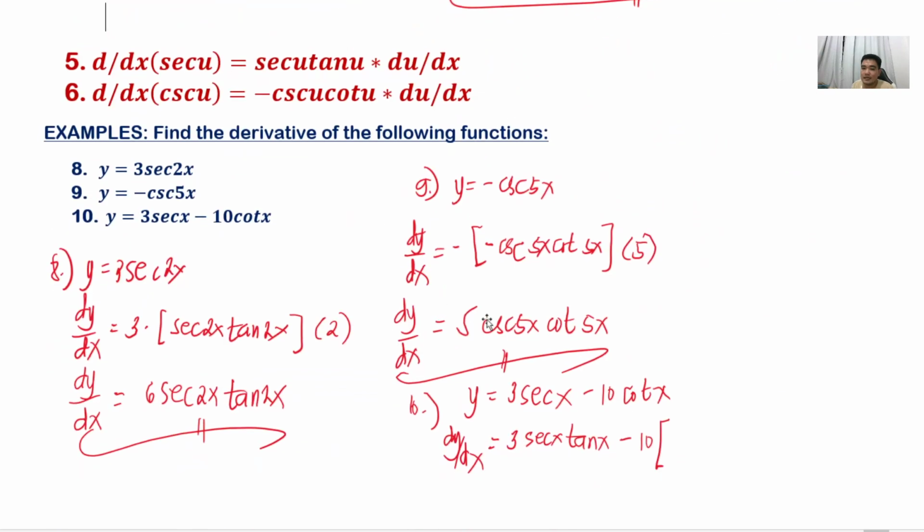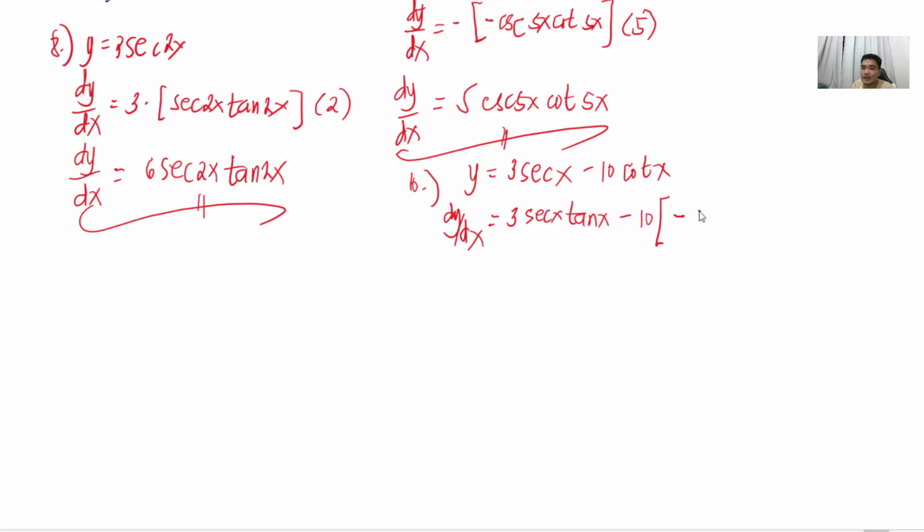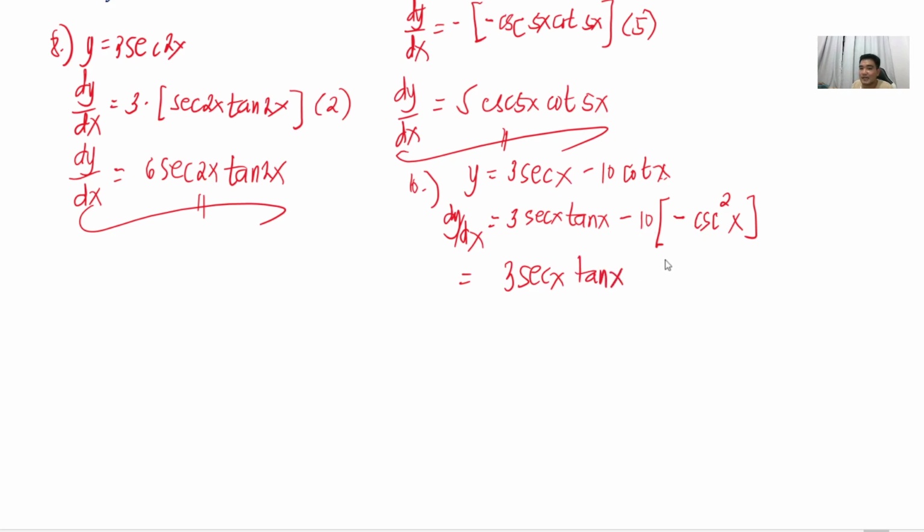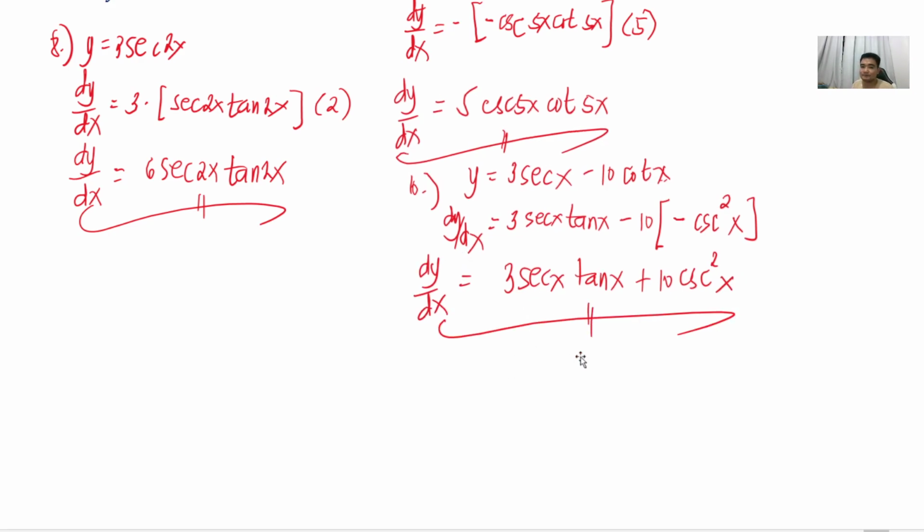So that is negative, okay, itaas ko siya para makita. Cosecant squared, ano yung u natin? X, okay? So, x, then derivative ni x is 1. So, becomes 3 secant x tangent x, negative 10, tapos negative cosecant, that becomes positive, plus 10 cosecant squared x. So, that is the derivative of y with respect to your x. Okay? So, you have to practice, practice, practice.